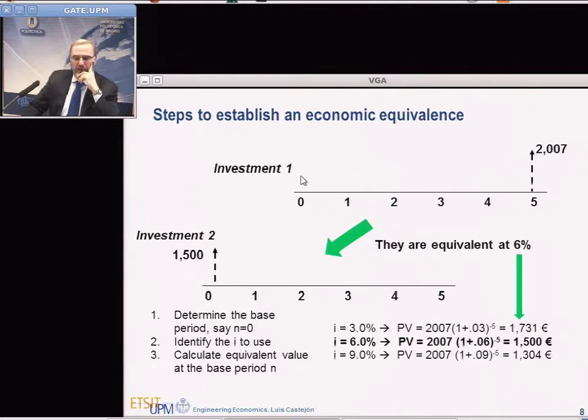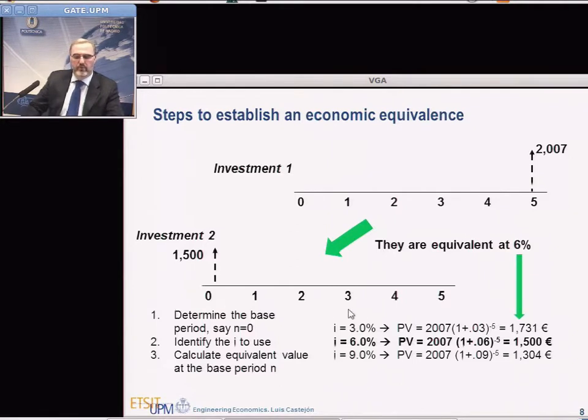So we are offered two different investments, investment 1 and investment 2. Investment 1 is that you are offered to receive 2,007 euros 5 years from now. Or investment 2 is, okay, I give you today 1,500 euros and no more money. So which will you prefer, investment 1 or investment 2? Investment 1 is to receive 2,007 euros 5 years from now, and the other investment is receiving 1,500 today.